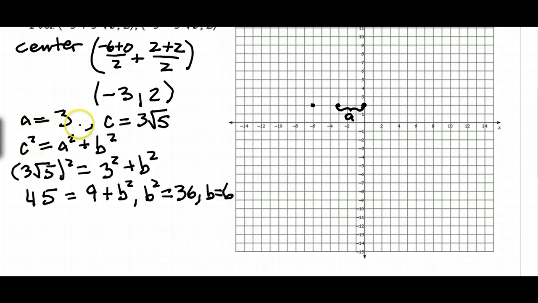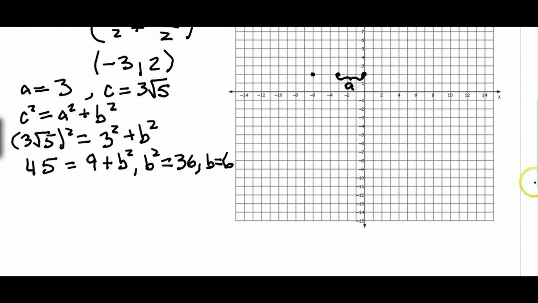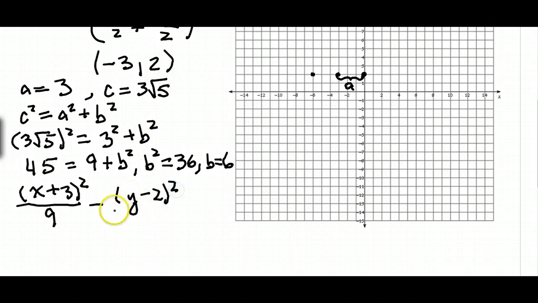Alright, so I've got A over here. I've got B over here. I already figured out that it's horizontal, so I can write my standard equation. So I'm going to have x plus 3 squared over A squared, so that's 9, minus y minus k, so that's y minus 2, squared over B squared, so B we just figured out was 6, so that's 36, is equal to 1. Alright, so there's our standard form.